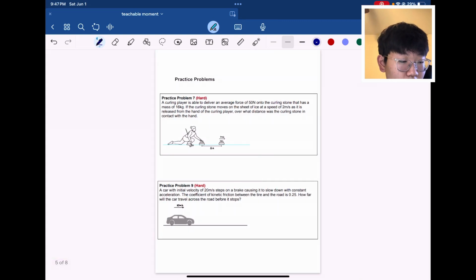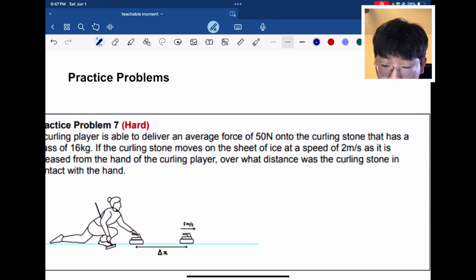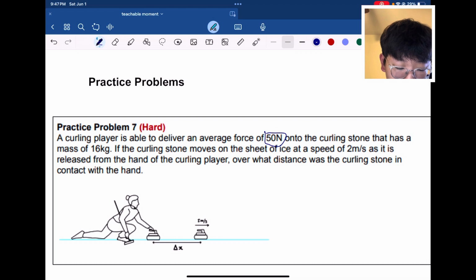Okay, let's go over a little practice problem. Let's say there's a curling player who is able to deliver an average force of 15 newtons onto a curling stone that has a mass of 16 kilograms. If the curling stone moves on the sheet of ice at a speed of 2 meters per second as it is released from the hand of the curling player, over what distance is the curling stone in contact with the hand?